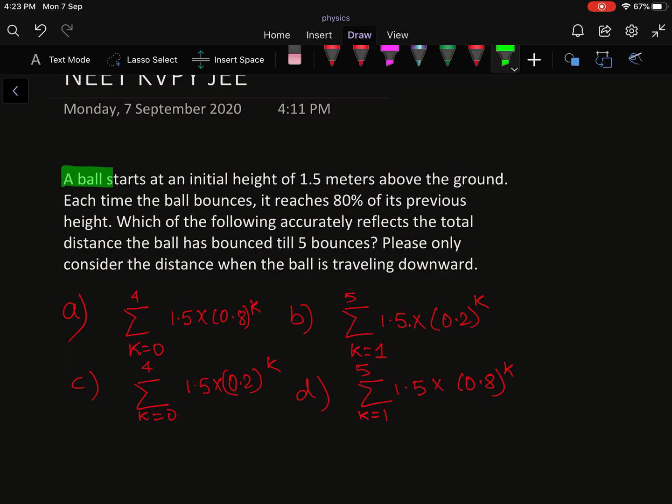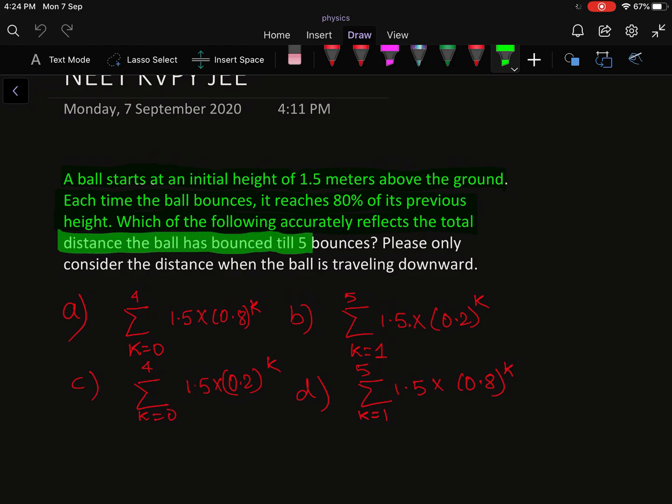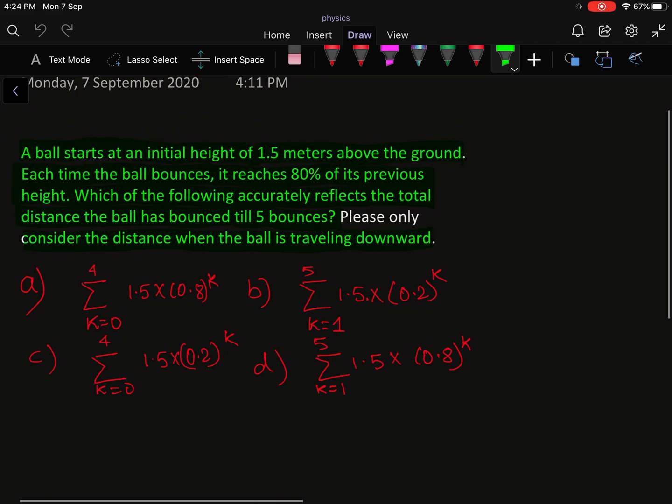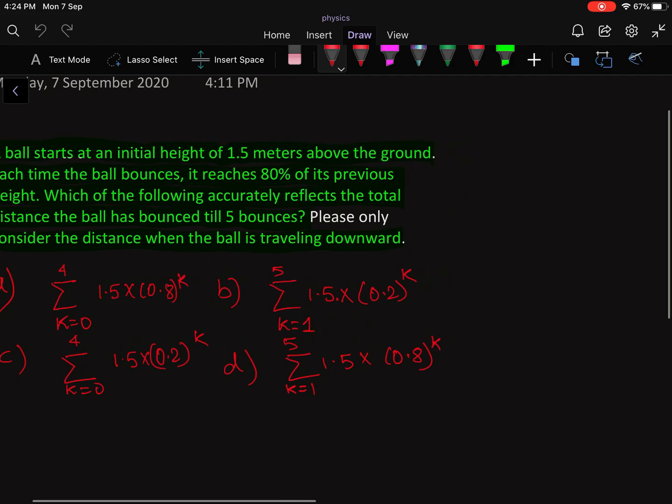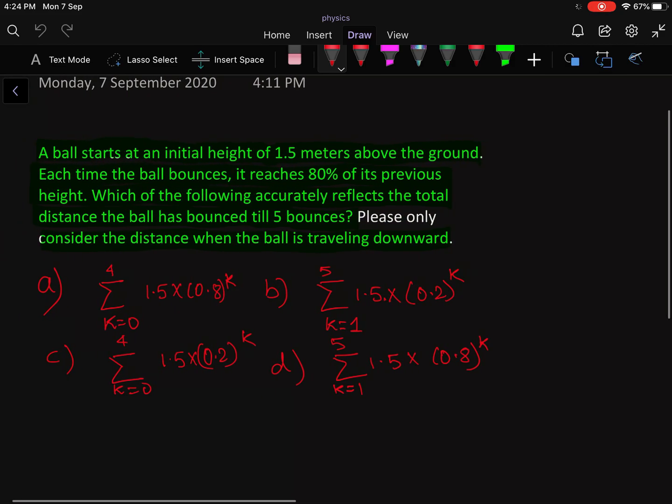I am going to start the question by reading it. A ball starts at an initial height 1.5 meters above the ground. Each time the ball bounces, it reaches 80% of the previous height. Which of the following accurately reflects the total distance the ball has bounced till 5 bounces? Please only consider the distance when the ball is traveling downward. So this question is simple, correct? Before going through the options, first try to do it.